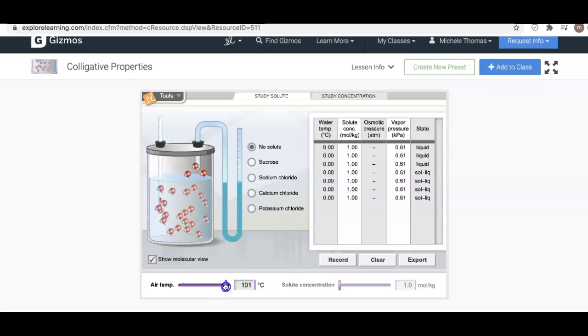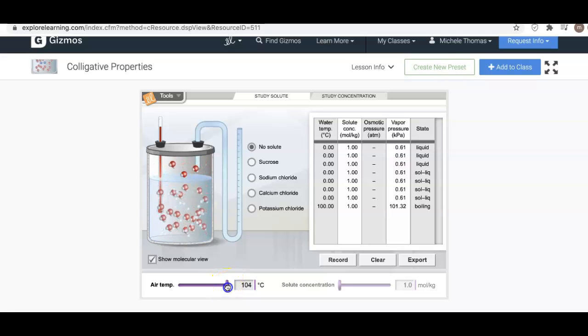Now we want to look at 100 degrees Celsius. 100 degrees Celsius, and you can see the level of the liquid in that side arm changing. 100 degrees Celsius is our boiling point of water. And all of a sudden you can see our water starting to boil. And so if you take a look, our water is boiling there.